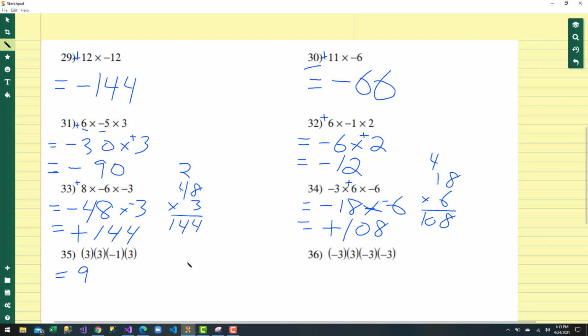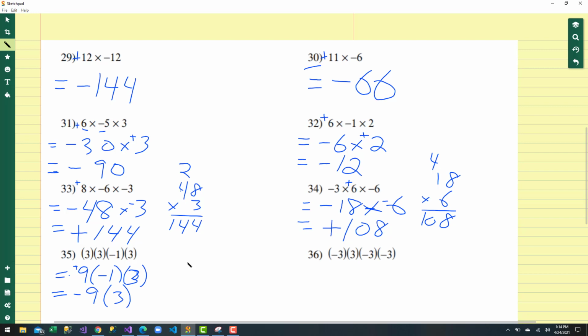All right. So positive times positive is positive. 3 times 3 is 9. Then we copy the rest of it. Remember, one step at a time. 3 there. Now 9 times negative 1. So we have a positive 9 times negative 1. These are opposite signs, so answer is negative. That's negative 9. Okay, and then copy the 3.